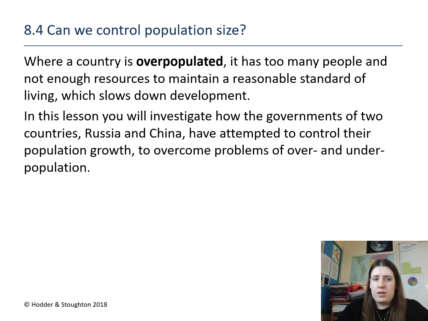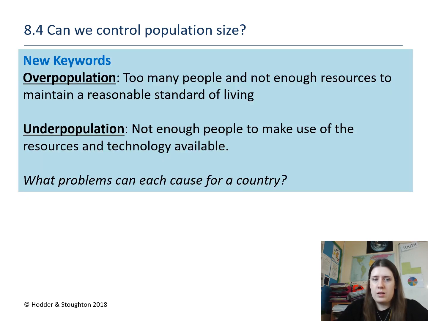Going to the next slide. So note down these two keywords, overpopulation and underpopulation, and answer the question, what problems can each cause for the country? So pause here and answer the question. It will probably take you 2 minutes to write down the definitions and another 2 to answer the question.